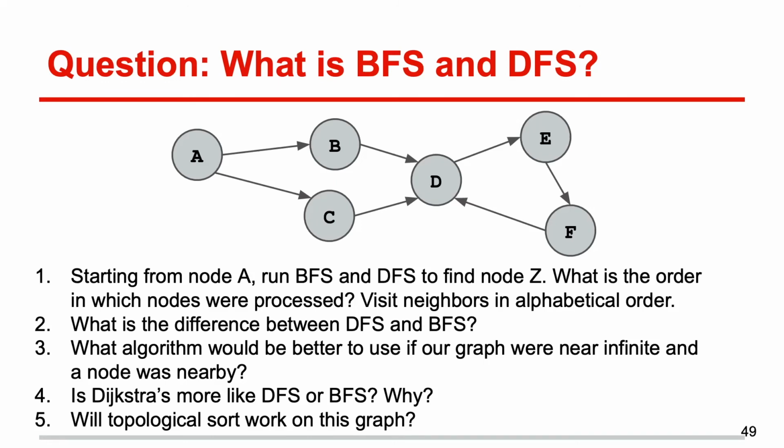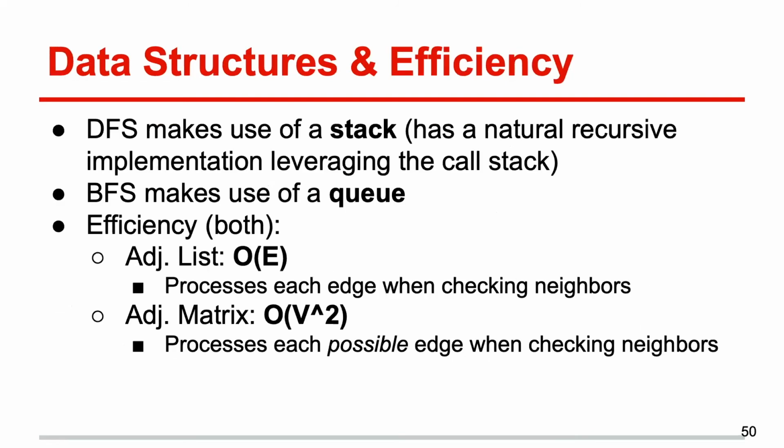Will topological sort work in this graph? The reason? Yes, because there are cycles. Good. Now we're considering the data structure and efficiency. For DFS, we make use of a stack, and there's one practice in our coding assignments. It's a natural recursive implementation of a call stack. Usually for DFS, we have the recursive call when implementing it, and that's a natural stack. And BFS makes use of a queue.